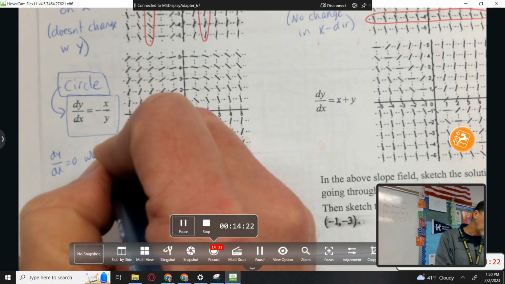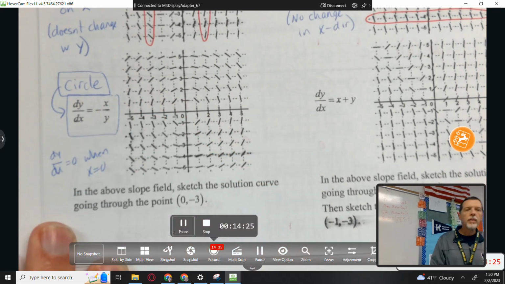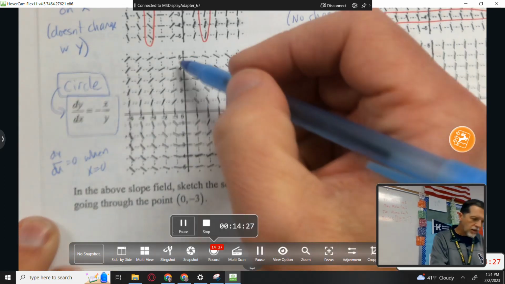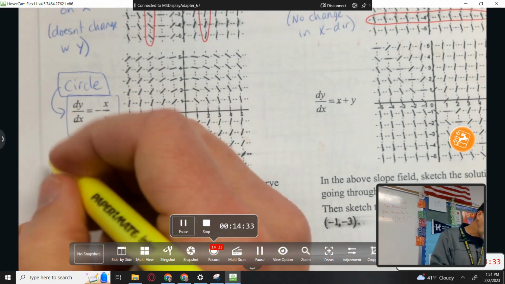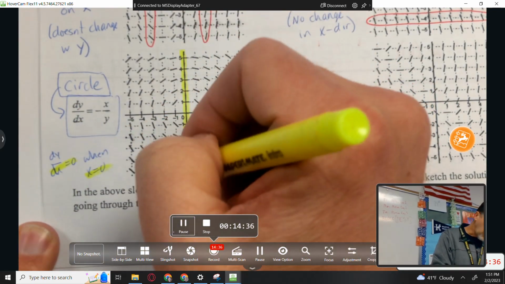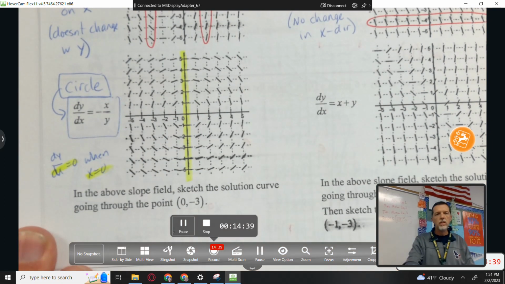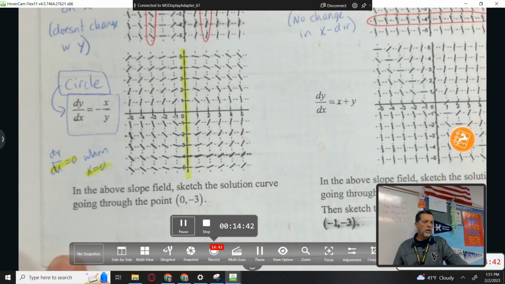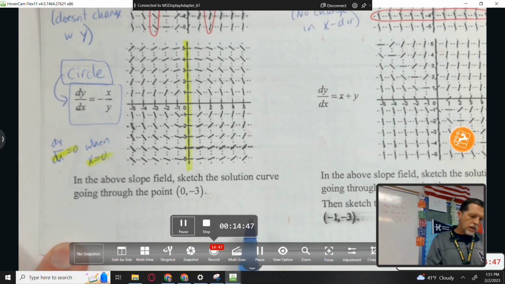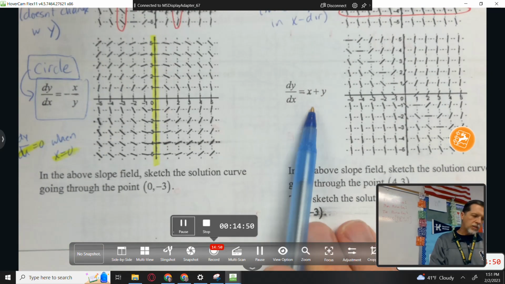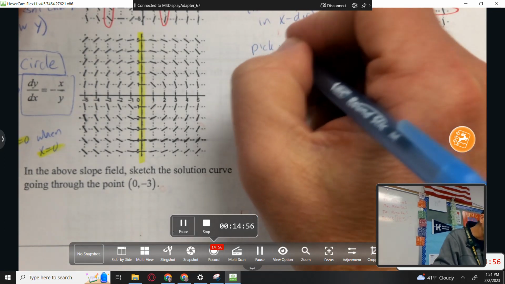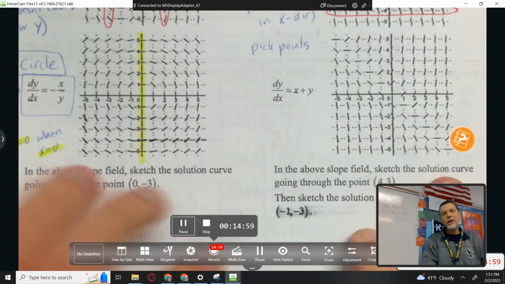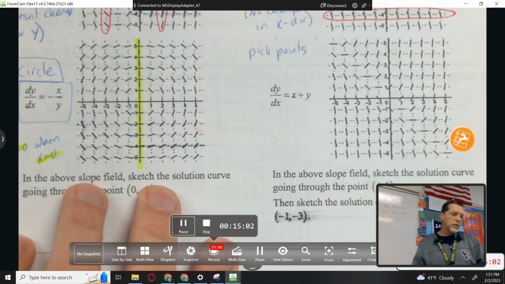Now you can still do the 0 thing. dy dx equals 0 when x is 0. So yeah, sure enough, when x is 0, all those 0 slopes. The one on the right still depends on x and y. For this one, you would probably just pick some points. When in doubt, if you can't figure it out, pick some points and see what the slope looks like.